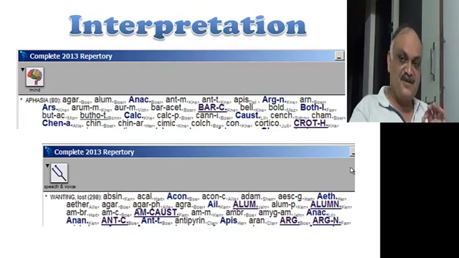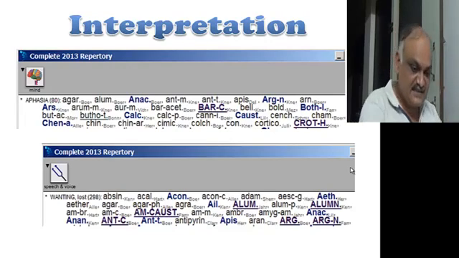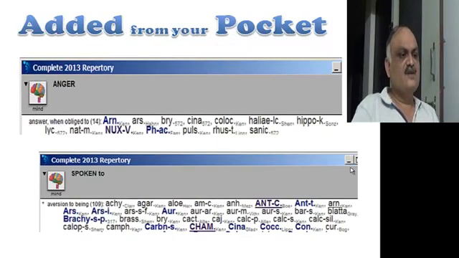So this is our main enemy in our entire repertory work: interpretation. It should not be there. And this is our first hindrance to being precise. Let's see another. Something added from your pocket. It's actually more than interpretation. Interpretation is also us putting something from our side, right? But this is even more, because you are diverting the understanding.